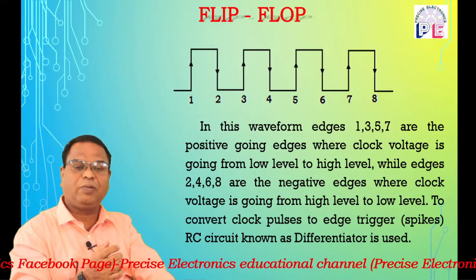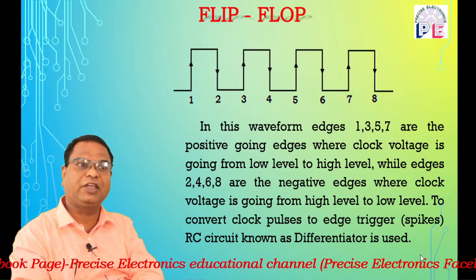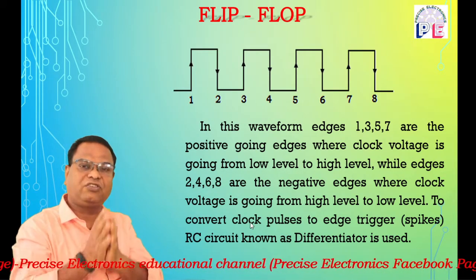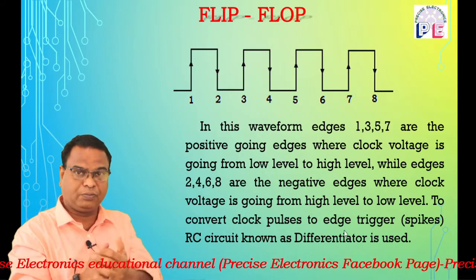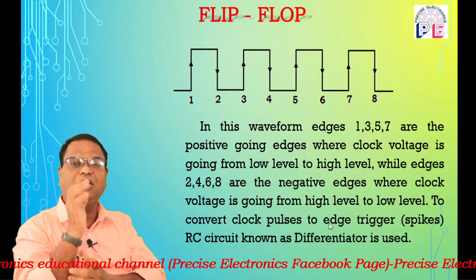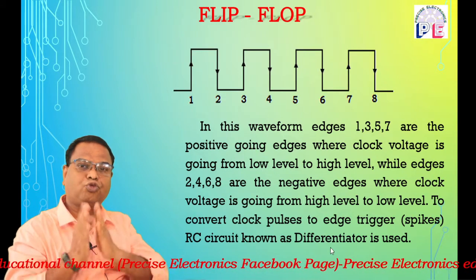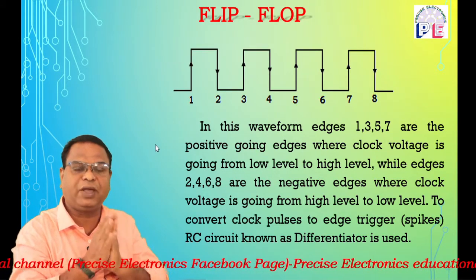And how are these clock pulses converted to spikes? For that purpose, a special circuit is used, in which a capacitor and resistor are used. When the capacitor-resistor circuit is used to convert the square pulse into spikes, this circuit is known as a differentiator. That means a differentiator circuit is used to convert the square pulses into positive and negative going spikes.